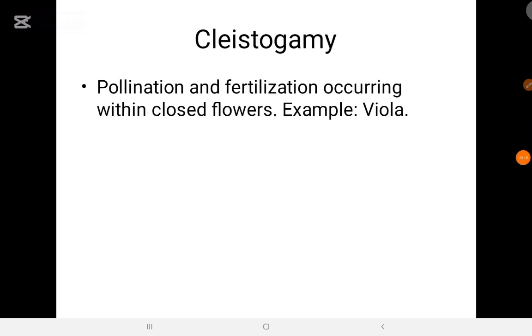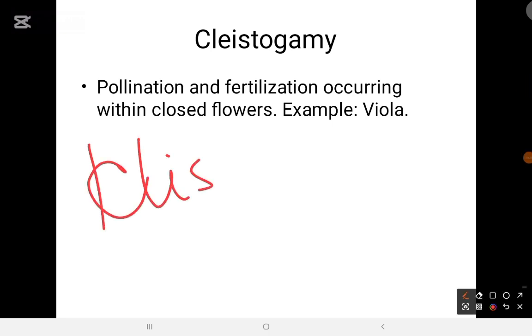Now we have cleistogamy. That is the next word. The word cleisto comes from the word kleistos. There are two possible spellings. You might see people spell it this way. Actually, the Greek word begins with K. But if you have seen some textbooks spell it differently, cleisto is still the same. Is that okay? So we have kleistos, and kleistos simply means closed.